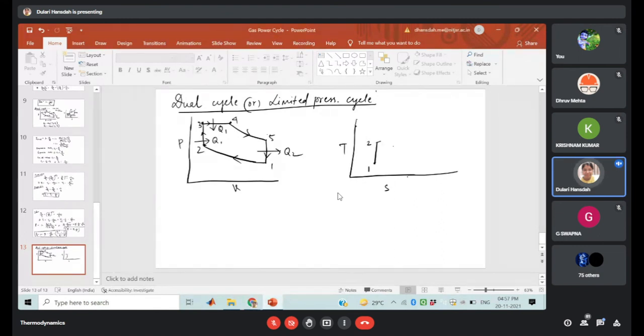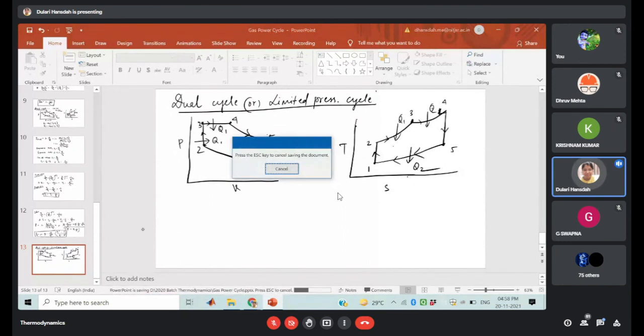Then we are having the constant volume, then constant pressure 2 to 3, 4 to 5, and here constant volume heat rejection, iteration, sorry Q1. So you will find out the efficiency by yourselves. Okay, this is your assignment.